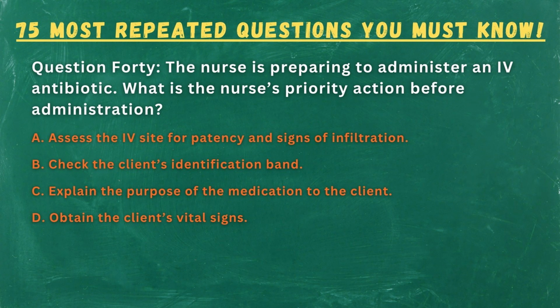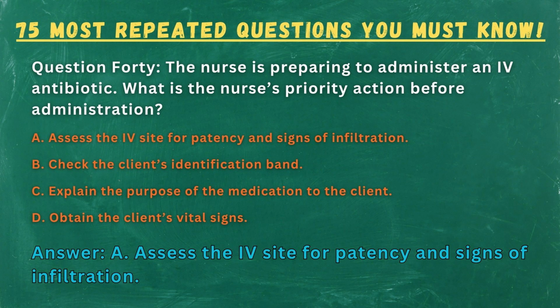Question 40. The nurse is preparing to administer an IV antibiotic. What is the nurse's priority action before administration? A. Assess the IV site for patency and signs of infiltration. B. Check the client's identification band. C. Explain the purpose of the medication to the client. D. Obtain the client's vital signs. Answer: A. Assess the IV site for patency and signs of infiltration.